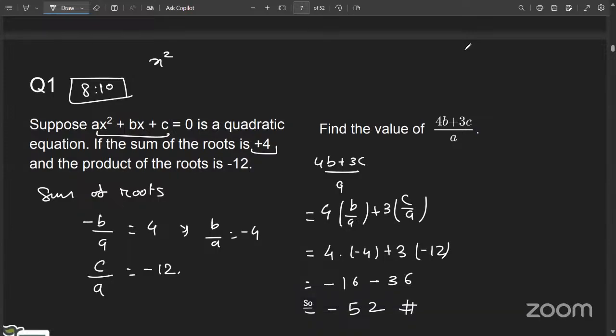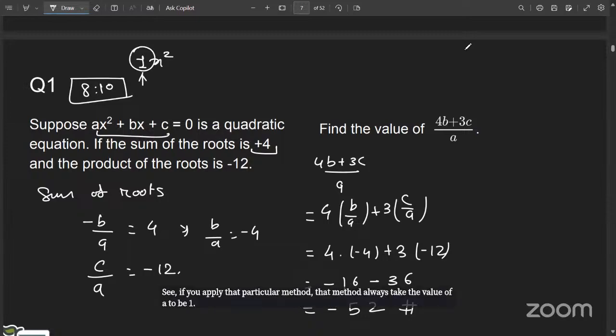So from here we can say that the value of a is 1, b is 12, and c is 4. See, if you apply that particular method, that method always takes the value of a to be 1. Whatever equation you take, you just multiply it by a, then your answer will vary. That's why you can't use that method.